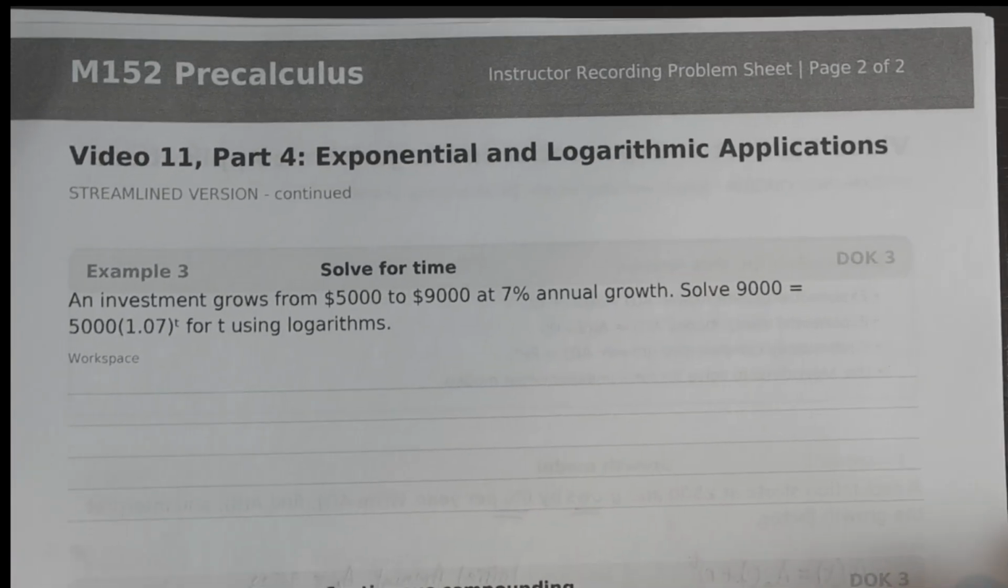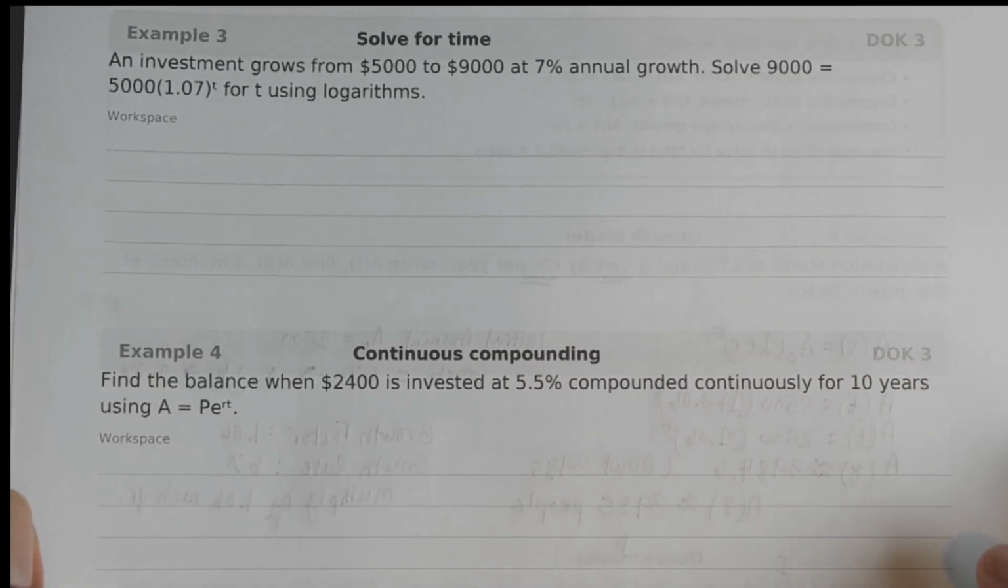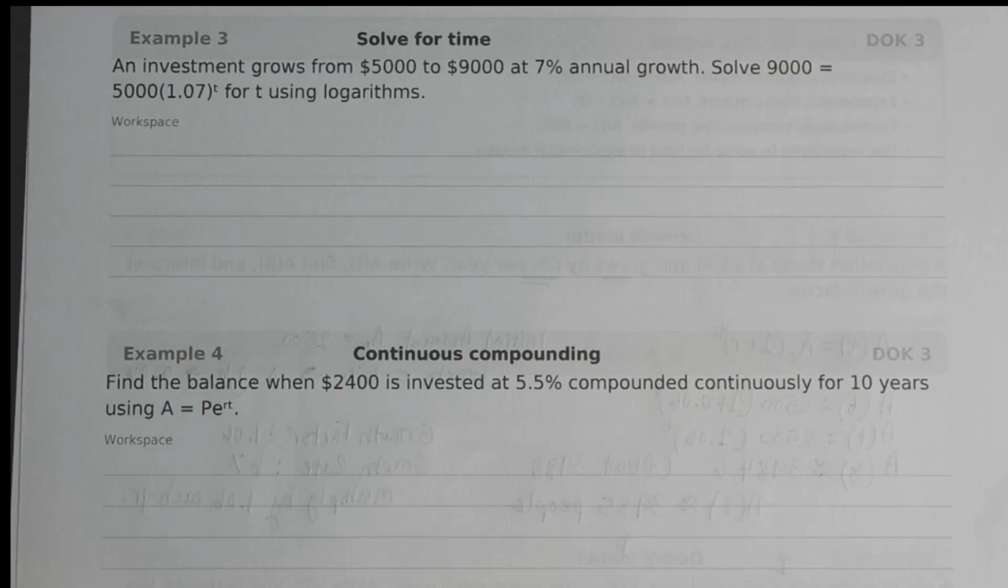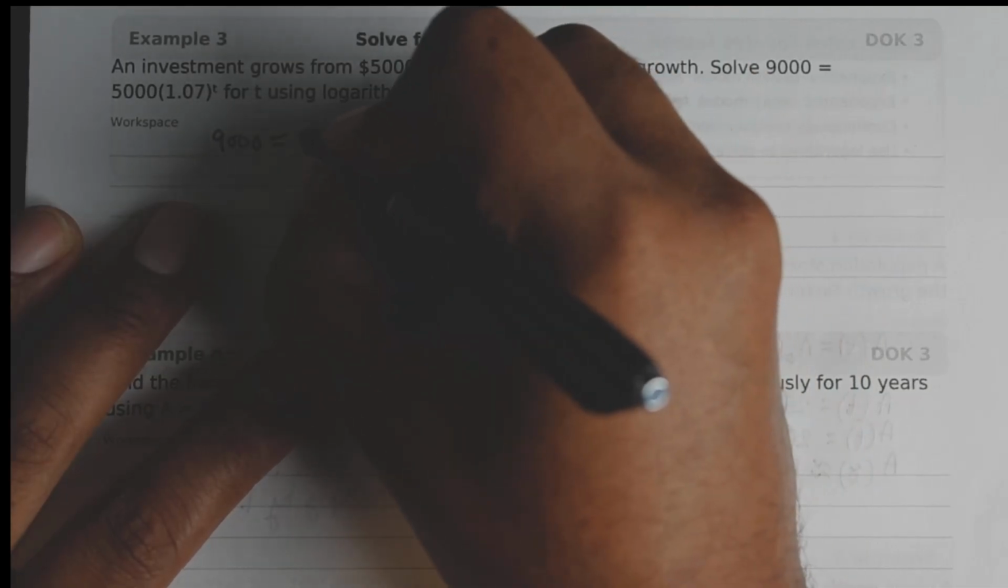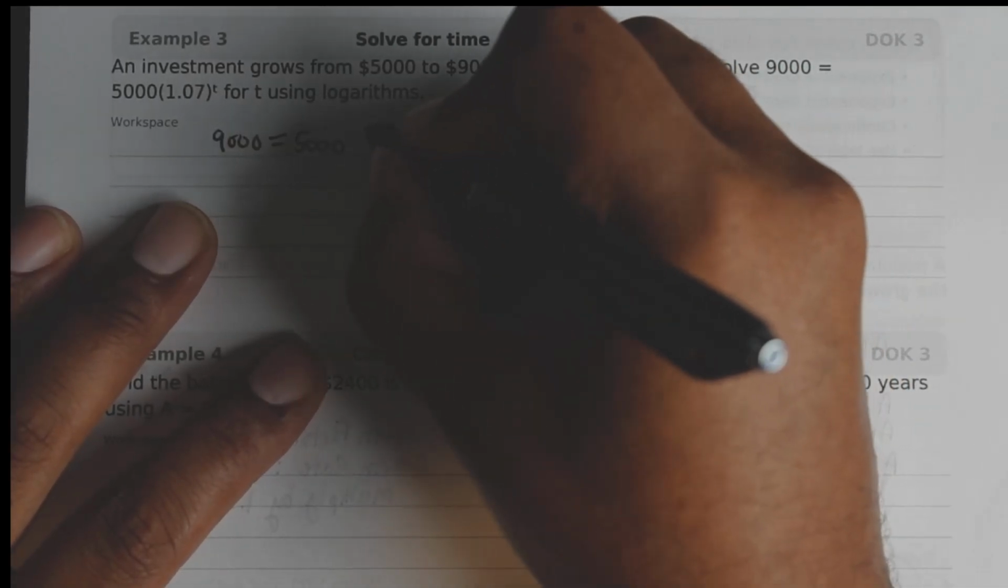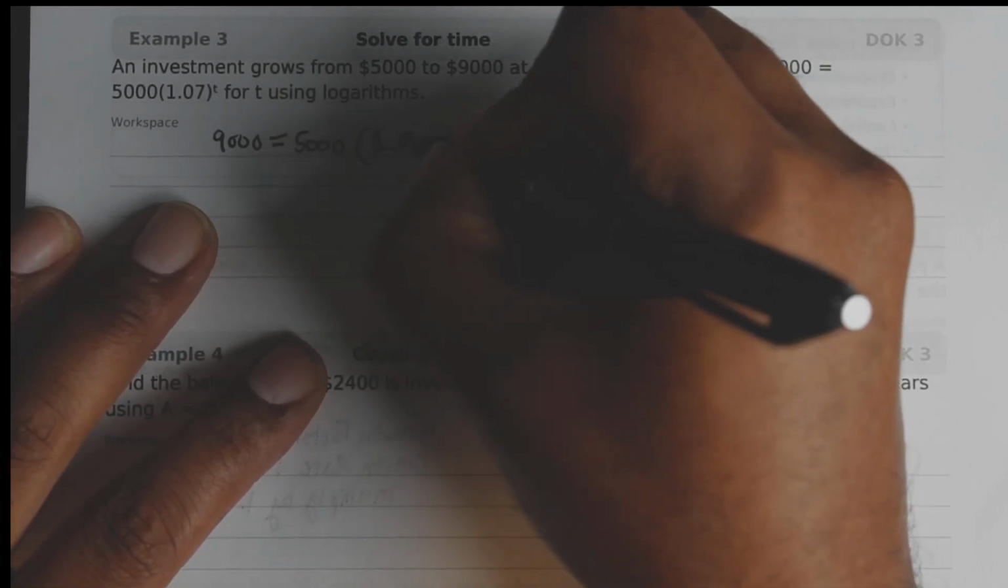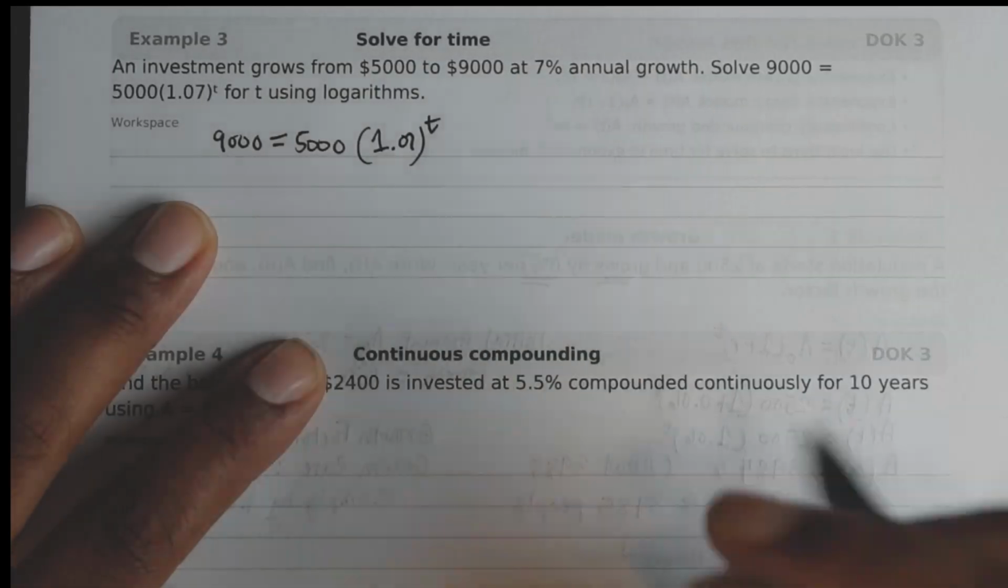Okay, example number 3. We have to solve for time. An investment grows from 5,000 to 9,000 at 7% annual growth. Solve 9,000 equals 5,000 multiplied by 1.07 raised to the power of t. So thankfully, this is already in the form that we want, right? So we have 9,000 equals 5,000 times 1.07 raised to the power of t.